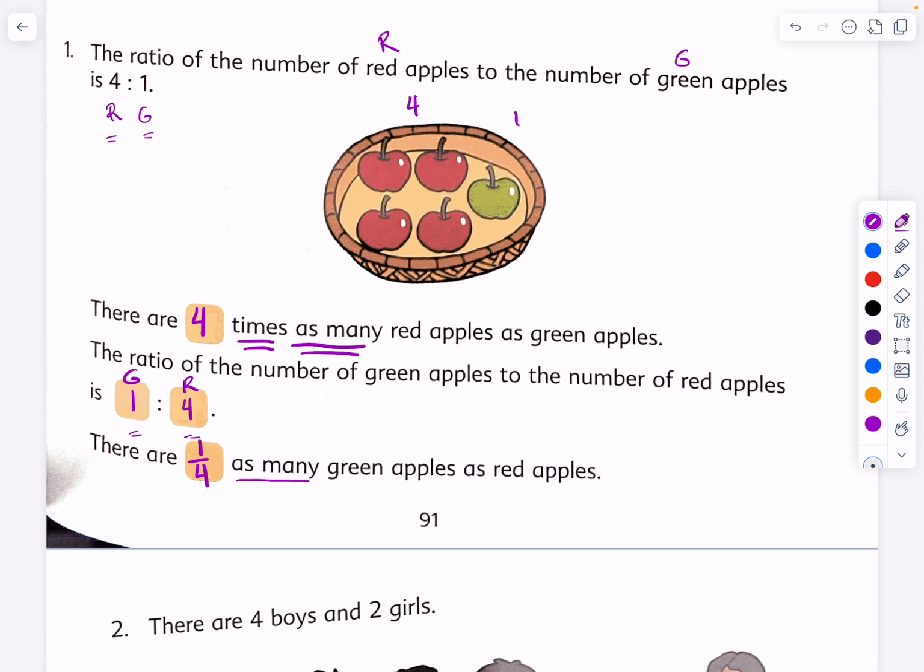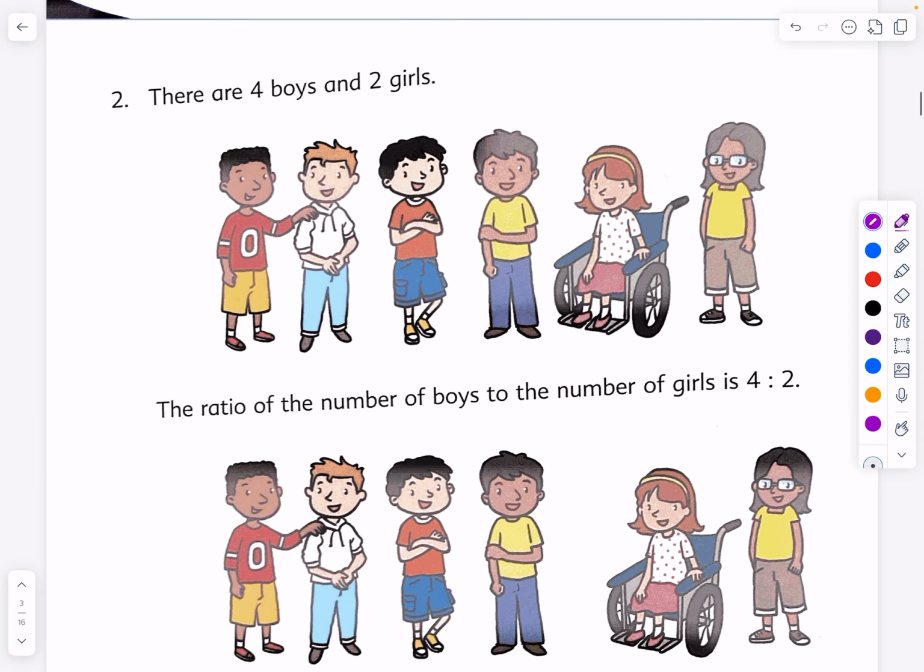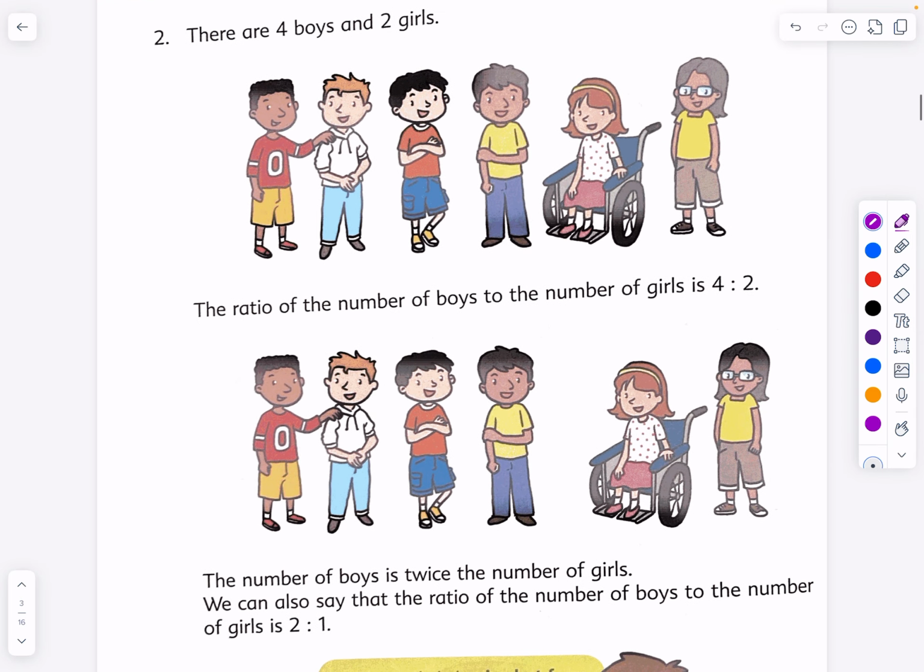Notice we're going to keep reiterating the connection between fractions and ratios. I hope you see we have red and we have green apples: 1 time, 2 times, 3 times, 4 times of red and 1 time of green. We can say there are 4 times as many red apples as green and 1/4 of red are greens. Next example, similar concept we're going to practice multiple times.